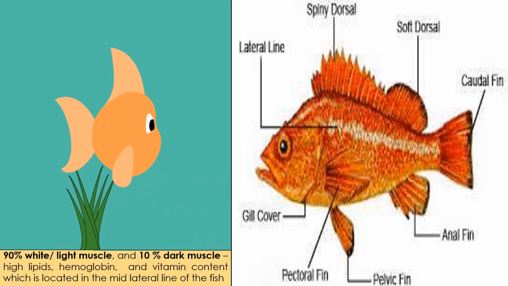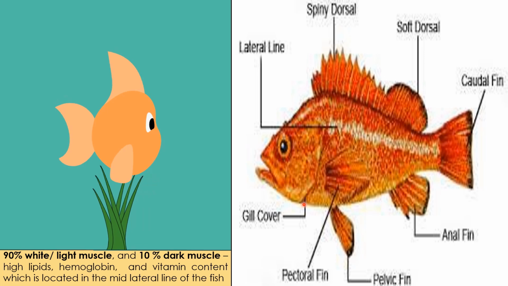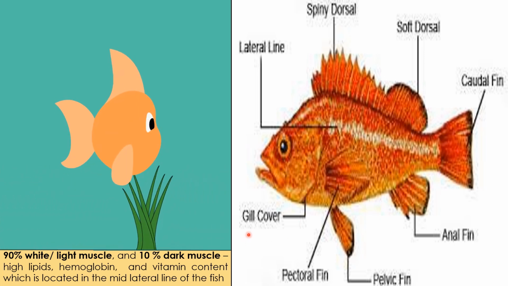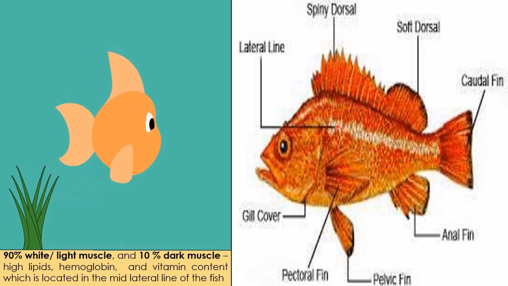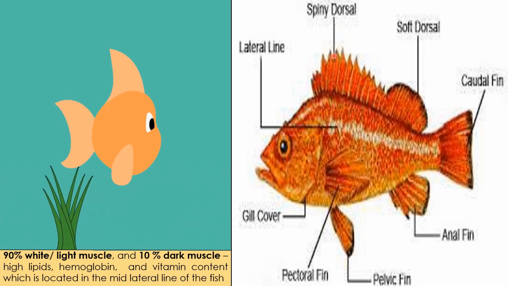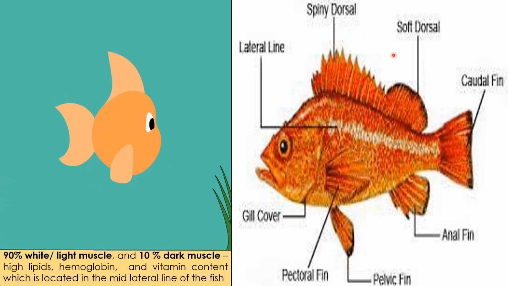Now we are going to identify the external anatomy of a fish. This part is what we call the gill cover. This part is the lateral line. This is the spiny dorsal. This part is soft dorsal. This part is caudal fin.